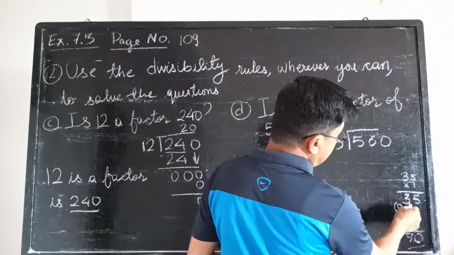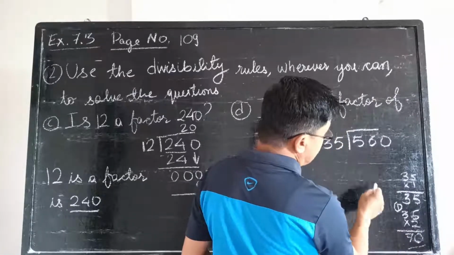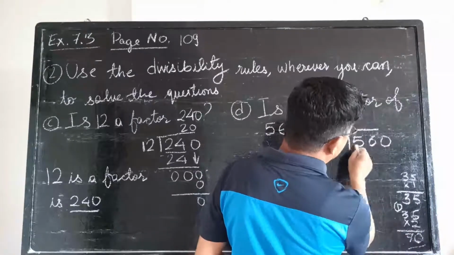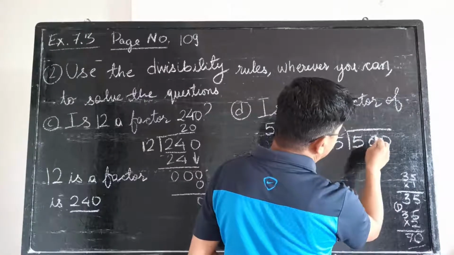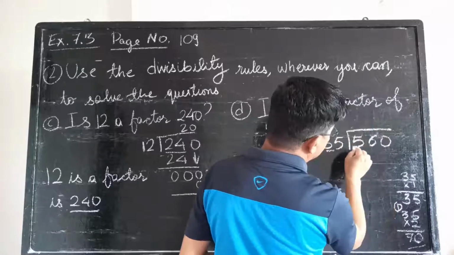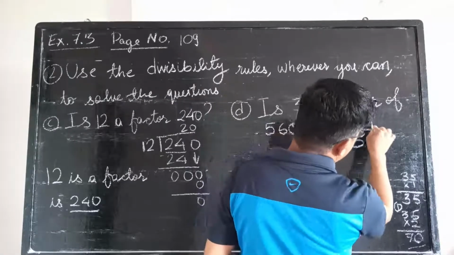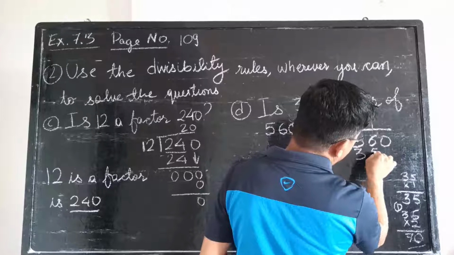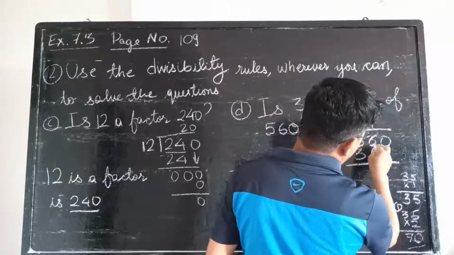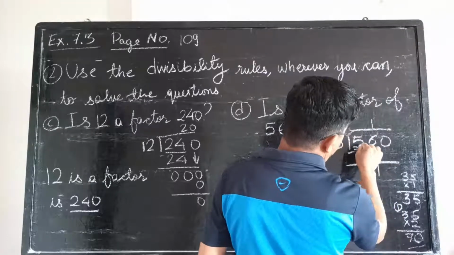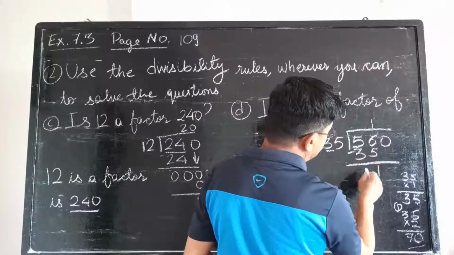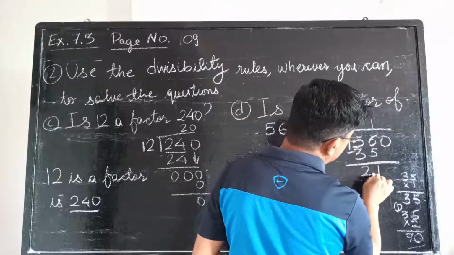So 35 ones are 35, 2s are 70. So less than 56 is 35. The 35 will go into 56 one time only. 35 ones are 35. Now subtract. 6 minus 5, 1. 5 minus 3, 2.